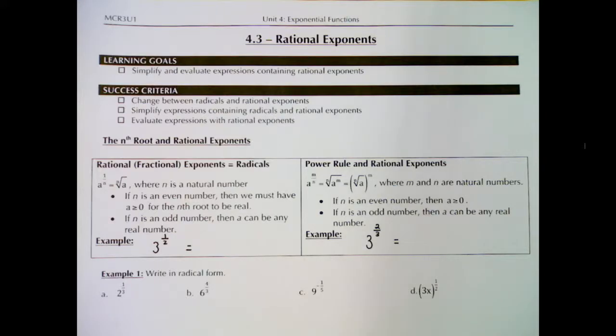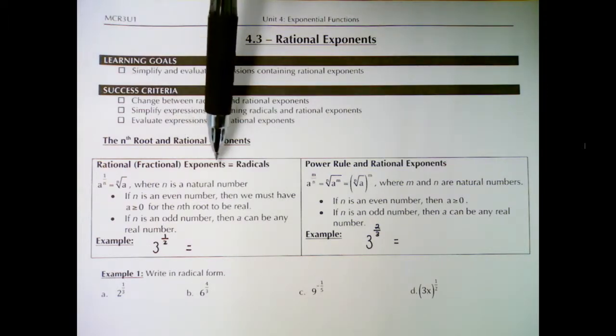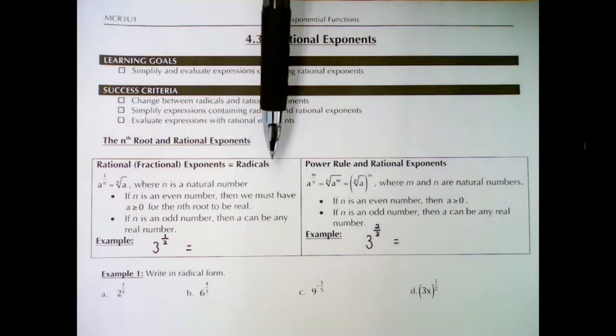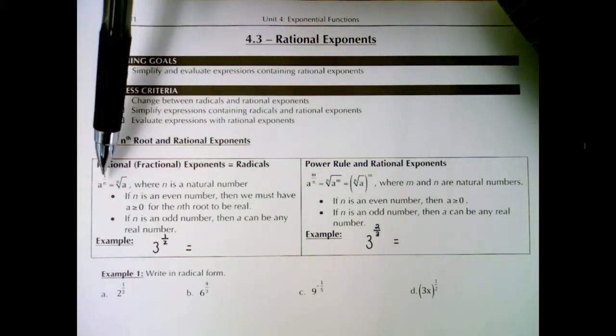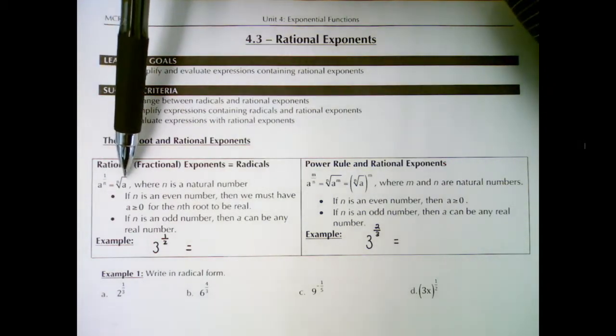Okay, this is lesson 4.3, rational exponents. A rational means fraction, and so in the case of rational exponents, we're talking about exponents that are fractions. So a rational or a fractional exponent equals a radical, and radicals are something we looked at last unit. What that means is that you can take those fractional exponents and rewrite them as radicals.